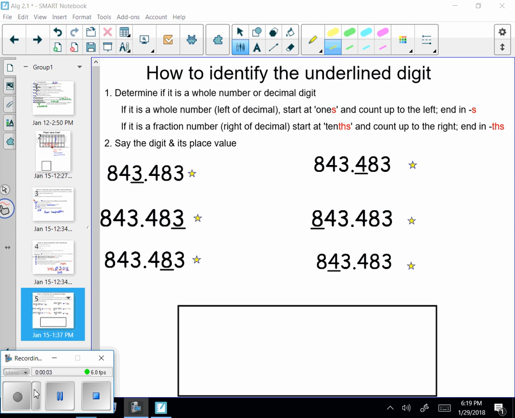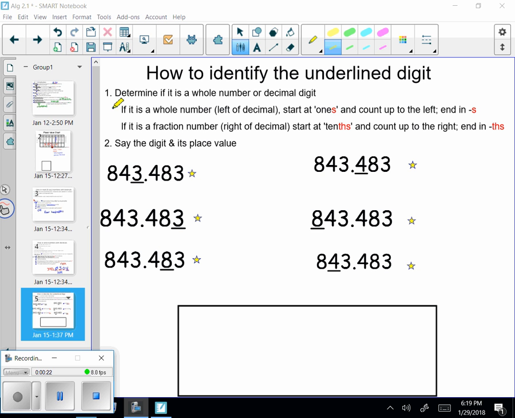How to identify the underlined digit in a number. To identify the underlined digit in a number, you have two steps. 1. Determine if it is a whole number or a decimal digit. 2. Say the digit and its place value.